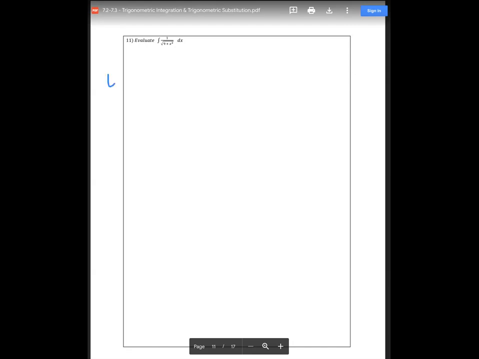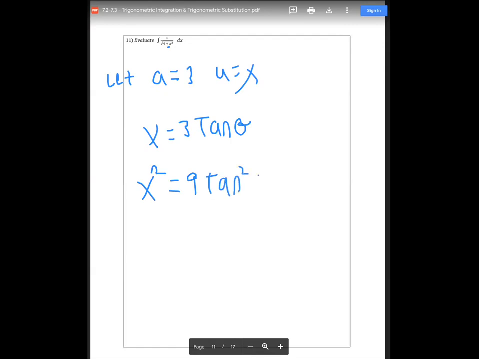Remember, we're going to let a equal 3. We're going to let u equal x. This gives us permission to say that x is equal to 3 tangent of theta, because now there's a plus. What do we do first? Let's figure out what x squared is. x squared is 9 tangent squared of theta. There's a dx, so let's figure out what that is. dx is 3 secant squared of theta d theta.